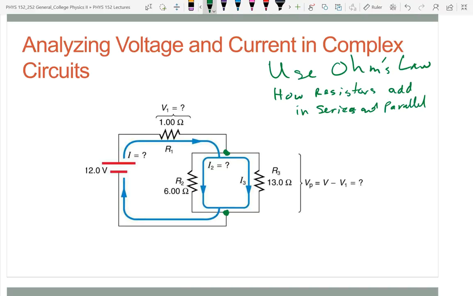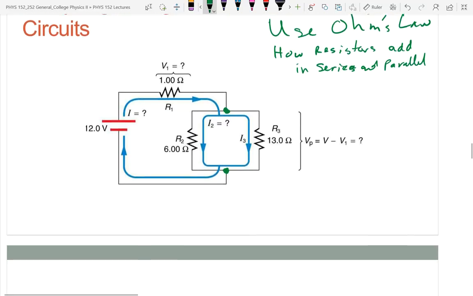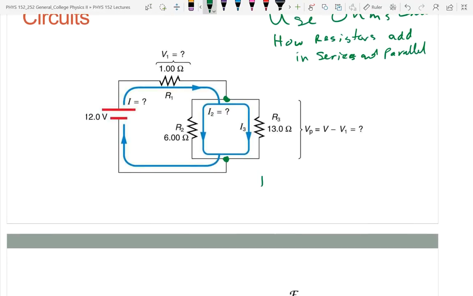The tops of both of those resistors are connected together. The bottoms of both the resistors are connected together. That's how you identify parallel. There's no other pathway, no other options. You have just those. So we have 1 over R parallel is equal to 1 over R2 plus 1 over R3.